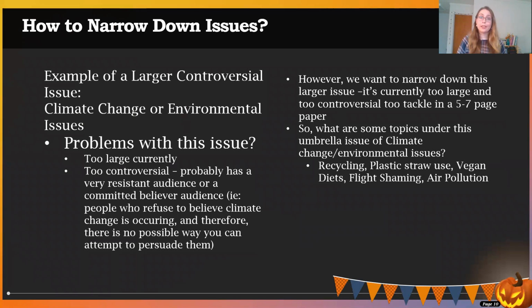It probably has either really committed believers, or people who don't believe climate change is happening, or fanatical skeptics. And those people refuse to believe climate change is occurring, and therefore there is no possible way you can attempt to persuade them in this essay. Therefore, we want to narrow down this topic choice as it's too large to tackle in a 5 to 7 page paper. So what are some topics under this umbrella issue of climate change and environmental issues that we can tackle for a 5 to 7 page paper?